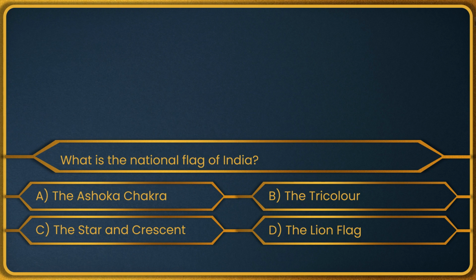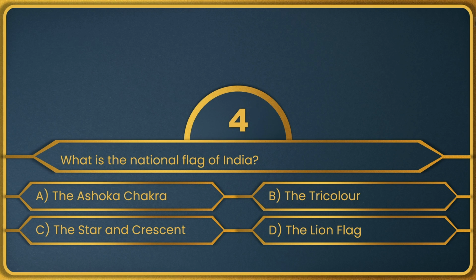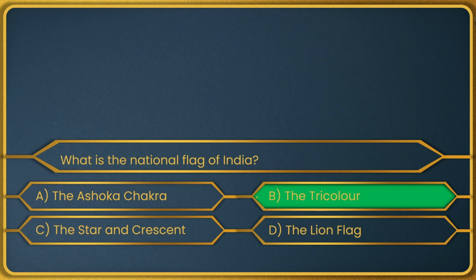Next question. What is the national flag of India? Option A. The Ashoka Chakra. B. The tricolor. C. The star and crescent. D. The lion flag. Answer. Option B. The tricolor.